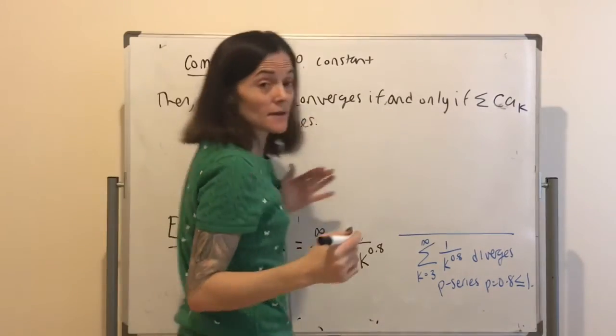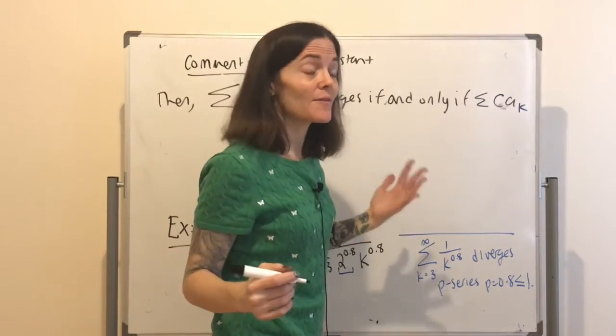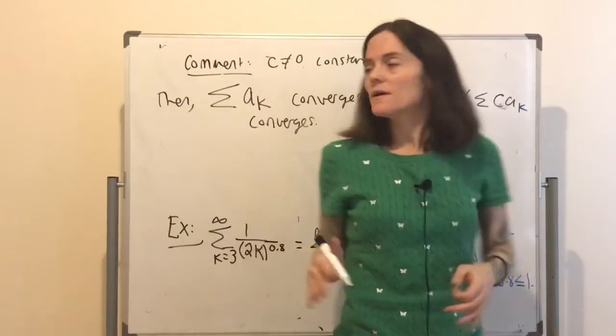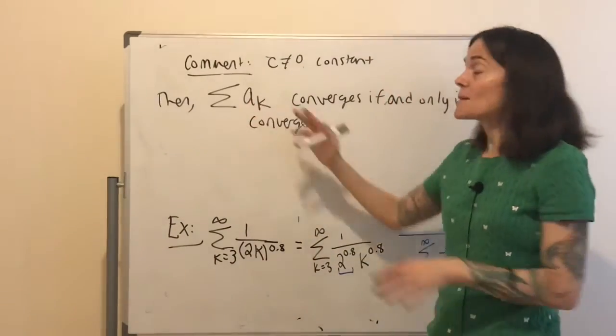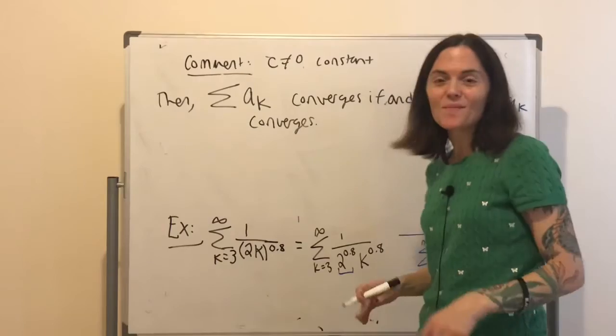Now what is this? This is really using properties of limits, and we know that the sum of a series is really a limit of partial sums.